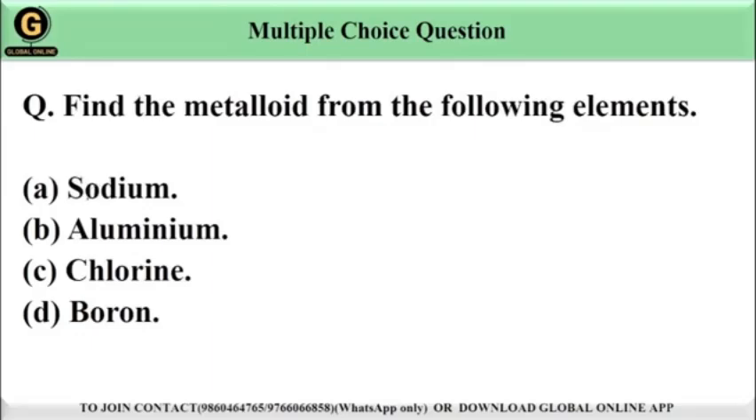Next question is, find the metalloid from the following elements. Options are given: sodium, aluminium, chlorine and boron. Metalloids are the elements which show properties of both metals and non-metals. From the given options, we have boron, which is a metalloid. It shows properties of both. It can conduct electricity like metals, but it is brittle like non-metals. The other elements listed are either metals, which are sodium and aluminium, or non-metals, which is chlorine. So they do not qualify as metalloids. So the correct option for this question is option D, boron.